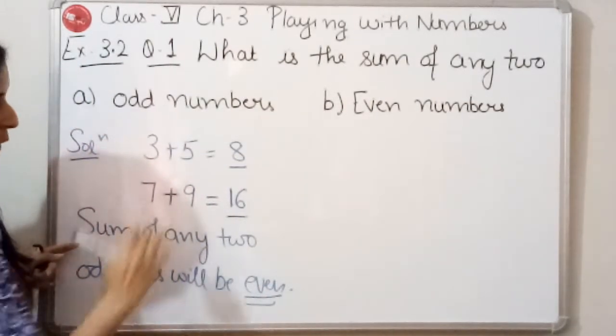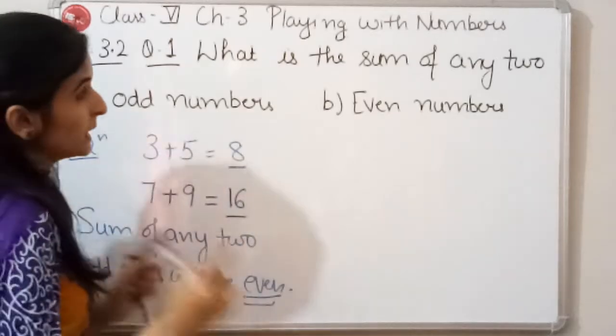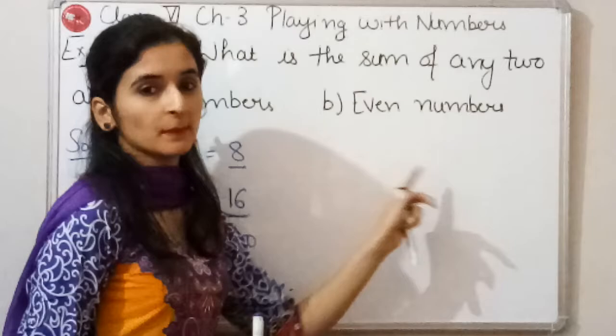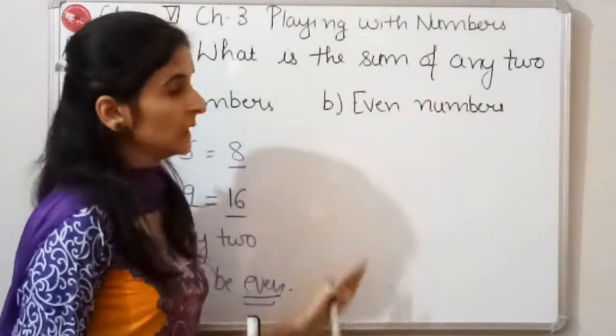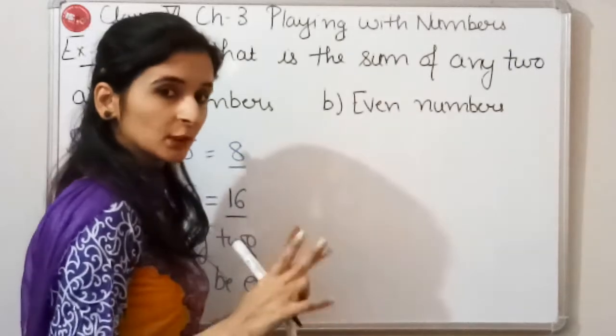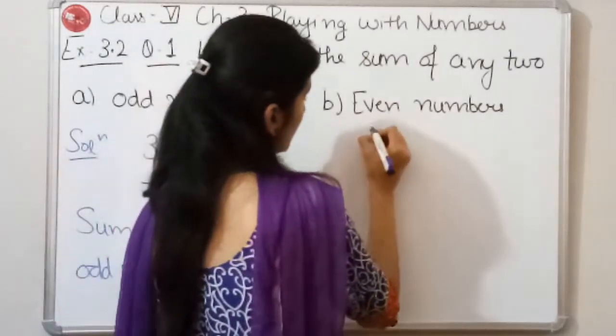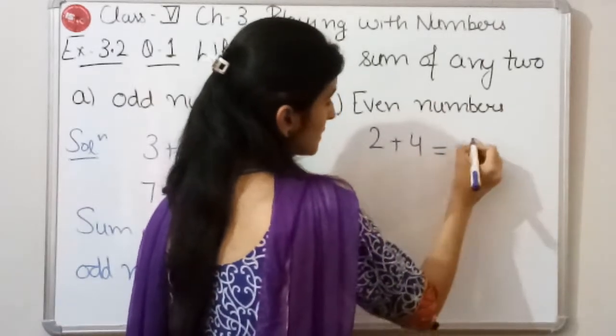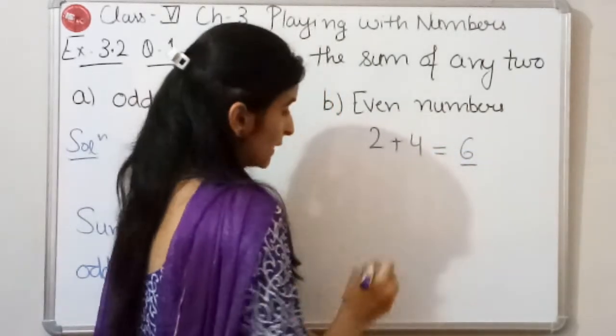Fine. Now let's move to B part. B part is, what is the sum of any two even numbers. Now we have to take any two even numbers. Suppose I am taking 2 and 4. 2 plus 4 is 6. 6 is an even number.